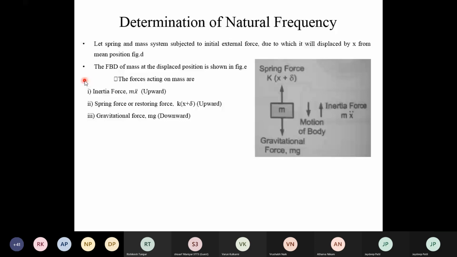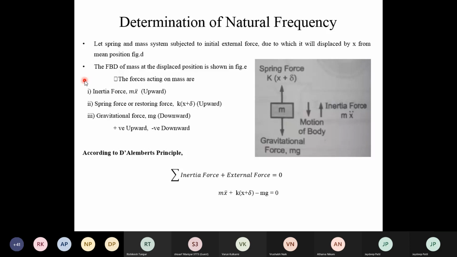Then you have to write, according to D'Alembert's principle, inertia force plus external force is equal to 0. In that case, inertia force is m x double dot plus external force k into bracket x plus delta minus mg. Mg goes downward, that's why you have to write minus here. Now simplify this equation: k delta and mg get cancelled here. Now write down up to this. Don't draw this description; only write the equation according to D'Alembert's principle. Do it fast. Has everyone done up to here?